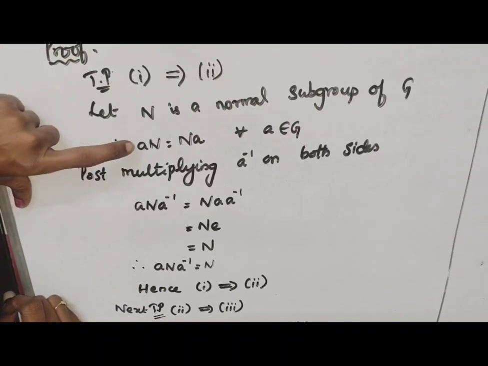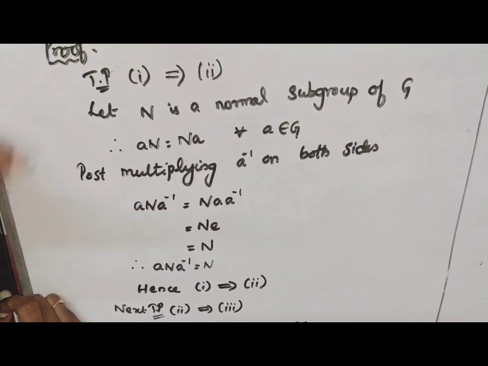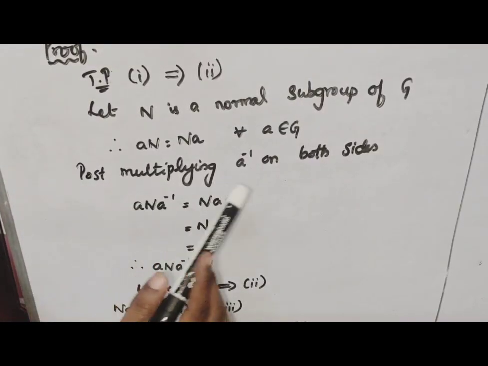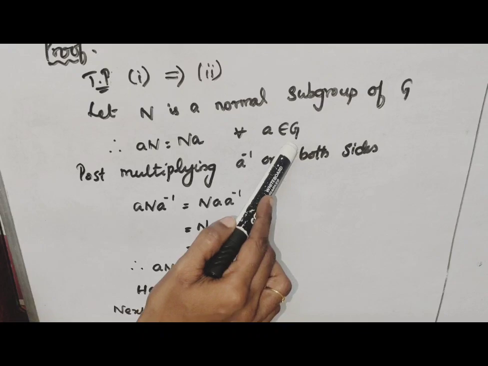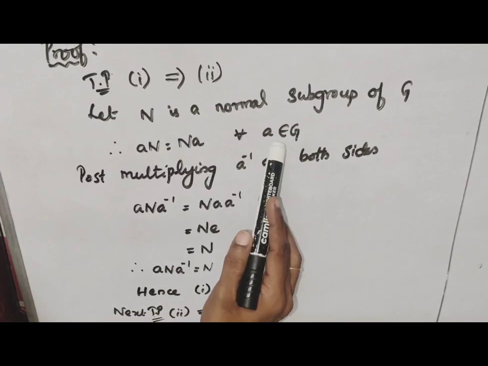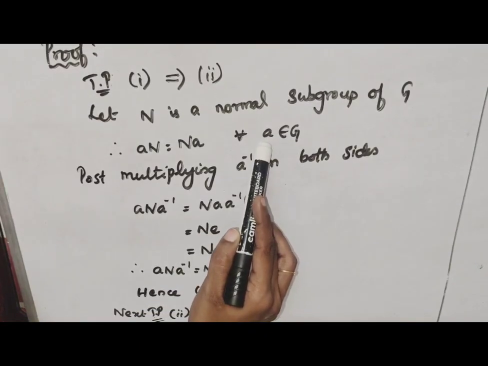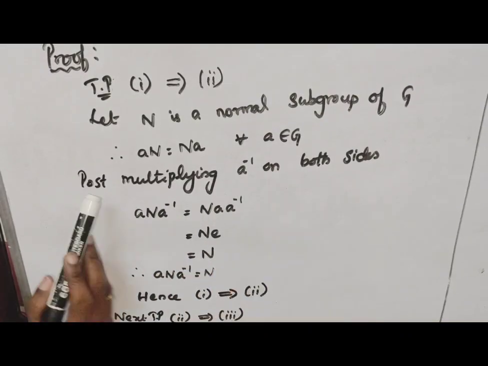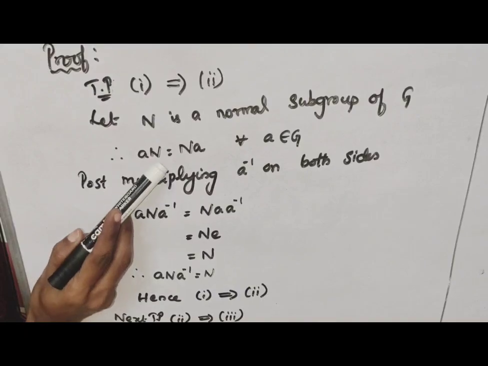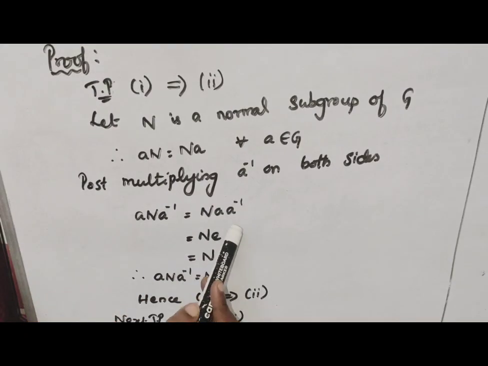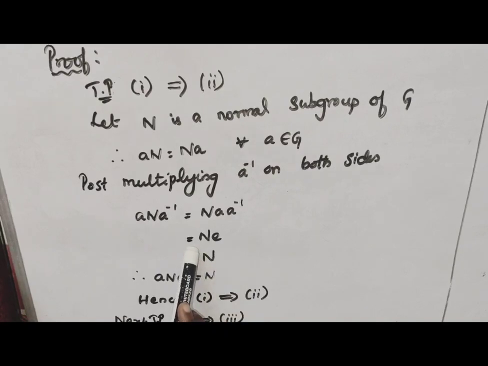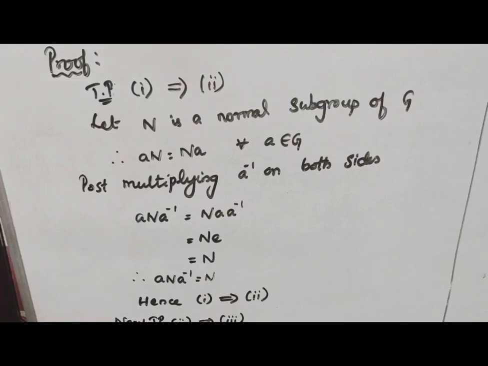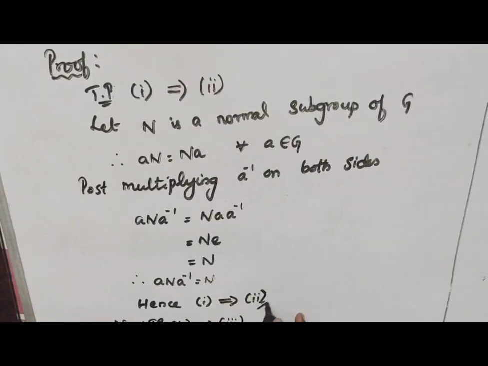Therefore, you have to post multiply a⁻¹ on both sides. How do we multiply that a⁻¹? Since G is a group, N is a subgroup of G, every element a has an inverse, right? Therefore, a has an inverse, a⁻¹. You have to post multiply this a⁻¹ on both sides. That means aNa⁻¹ is equal to Na a⁻¹. We know that aa⁻¹ is equal to e. So, if you multiply any element with e, you get the same element, that is N. 1 implies 2 is proved.